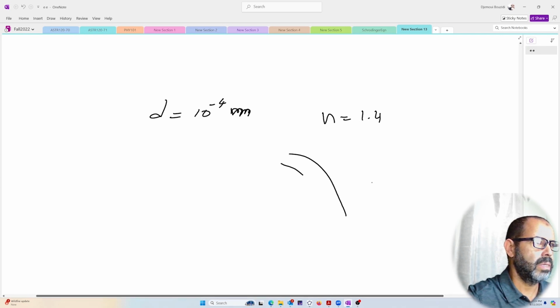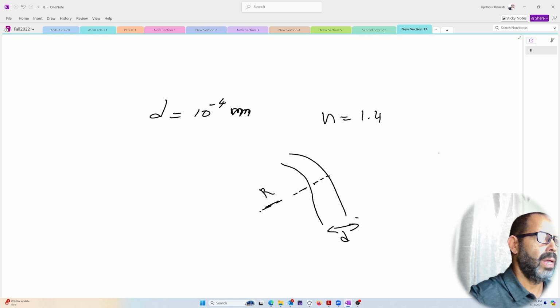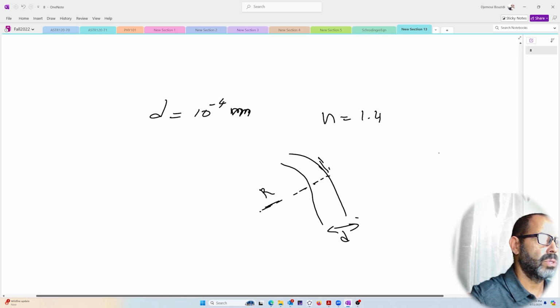As it bends, so this is the diameter d. It's going to be on a radius of curvature. So this is r. So this is how bent it is. The sharper it is, the smaller the r is. And this is the normal, of course, to the surface. We want the ray, as it hits in here, not to go outside and to stay inside the fiber. Okay, so that's the geometry that was drawn in the picture.